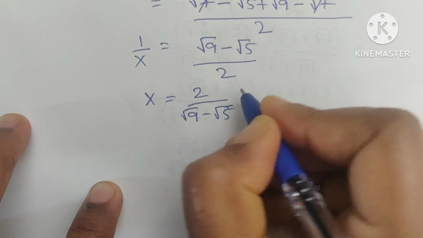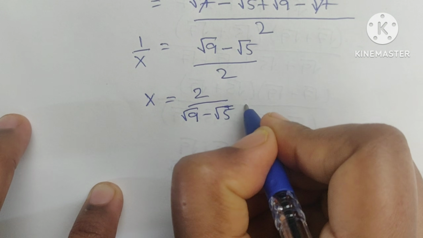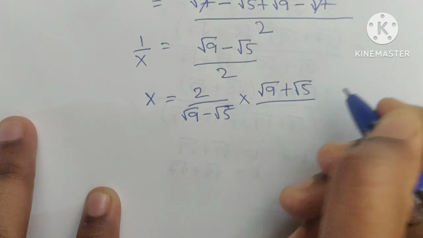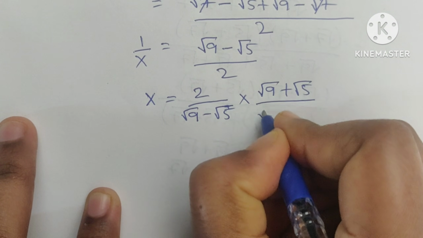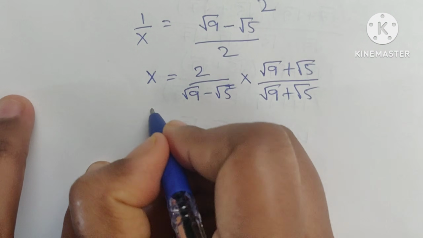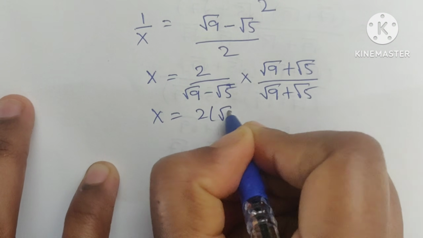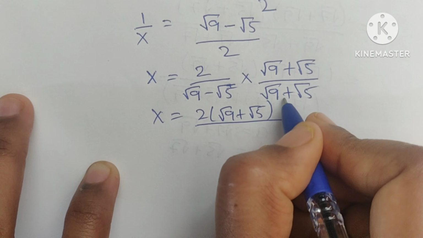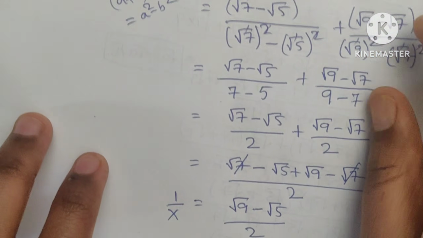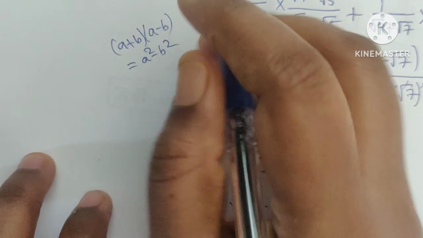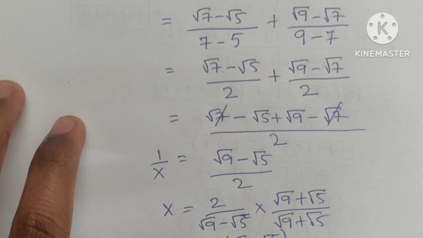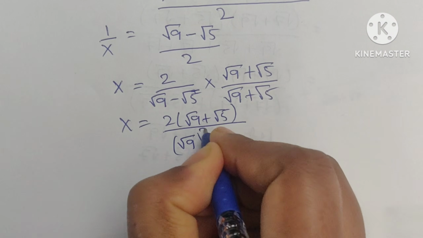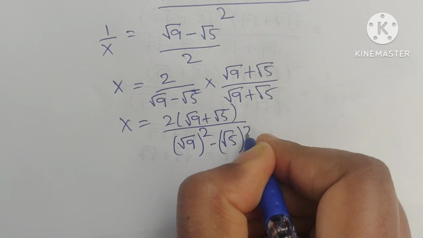So again we have to do rationalization. So multiply by square root of 9 plus square root of 5 in the numerator and in the denominator, square root of 9 plus square root of 5. So x equals 2 times square root of 9 plus square root of 5 divided by square root of 9 minus square root of 5 times square root of 9 plus square root of 5. Again this is in the form of a plus b times a minus b, which is equal to a square minus b square. So use that formula. We can write square root of 9 whole square minus square root of 5 whole square.